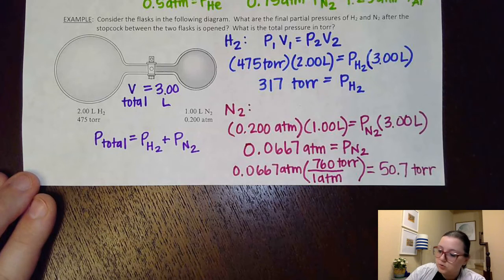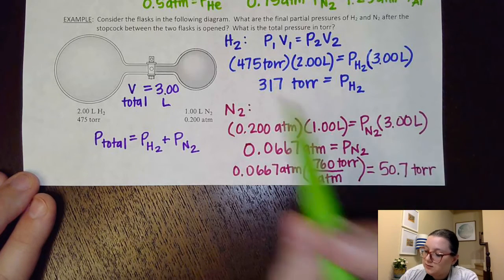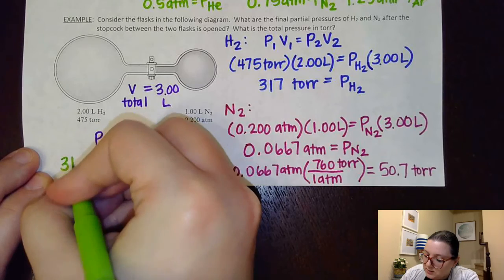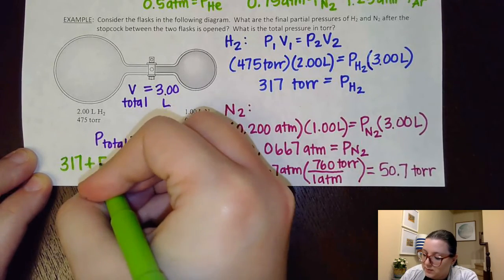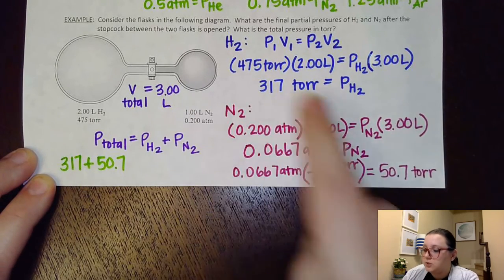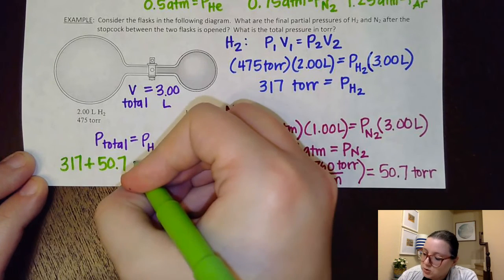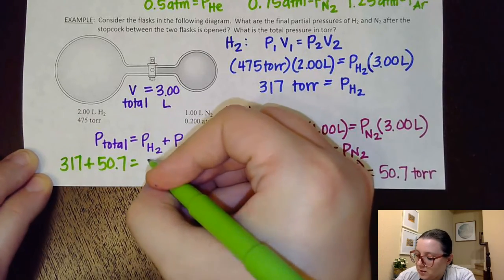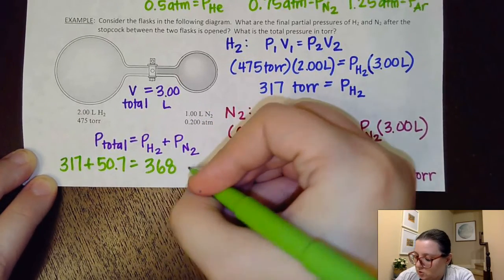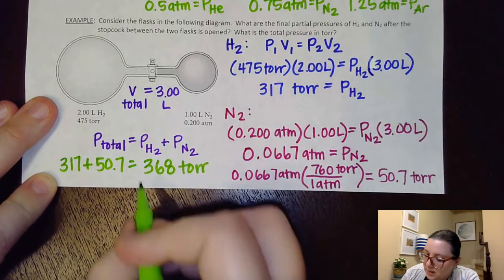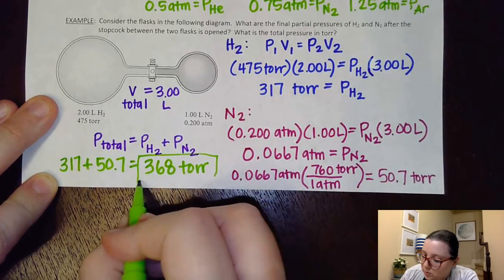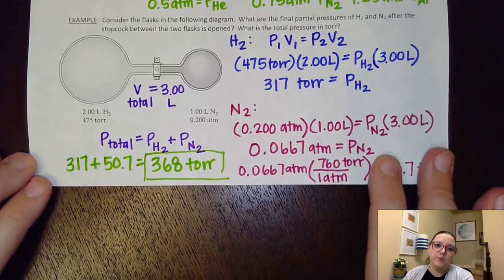To get my final total pressure, I would want to add these 2 together. 317 plus the 50.7. By the way, on both of those, I had originally kept 3 sig figs because my initial values had 3 sig figs. Here, when I'm adding, I would want to use the least number of places past the decimal. So when I do that, I would keep no places past the decimal. My new total pressure would end up being 368 torr. So again, that is our P total once I add those together after opening that valve.